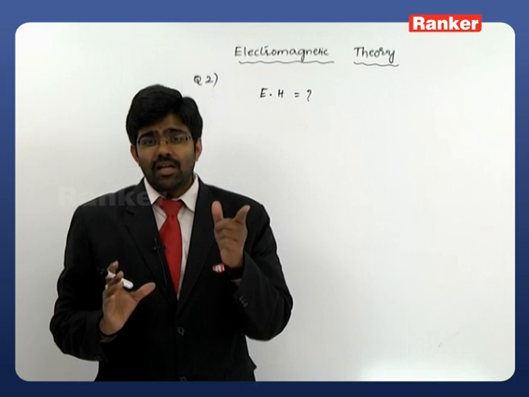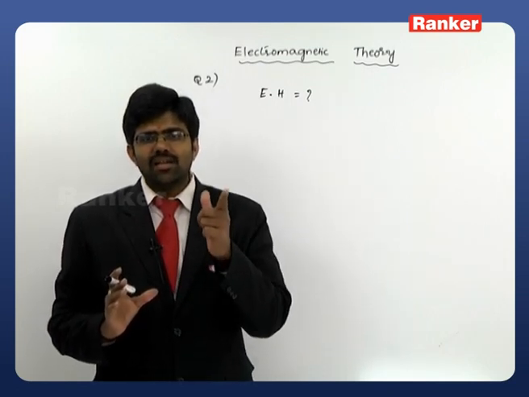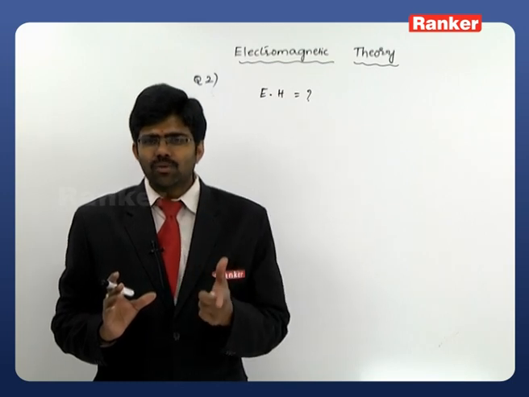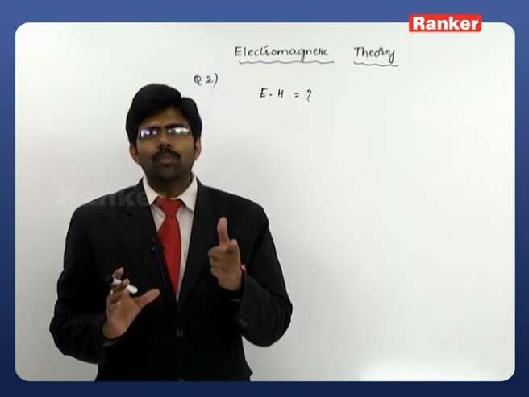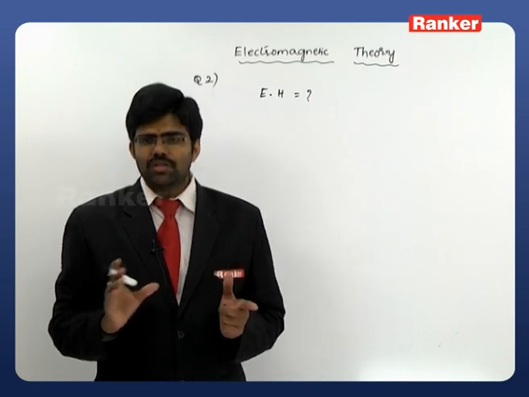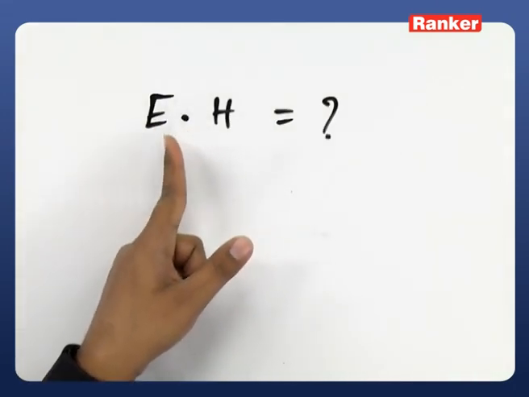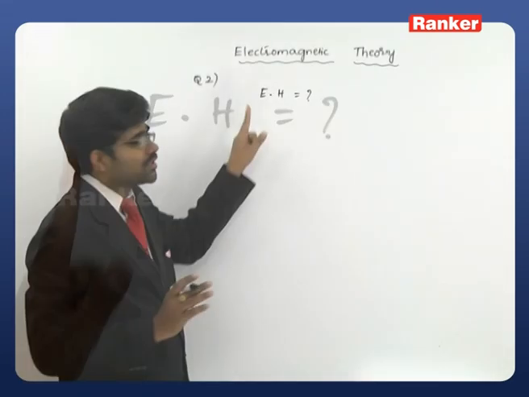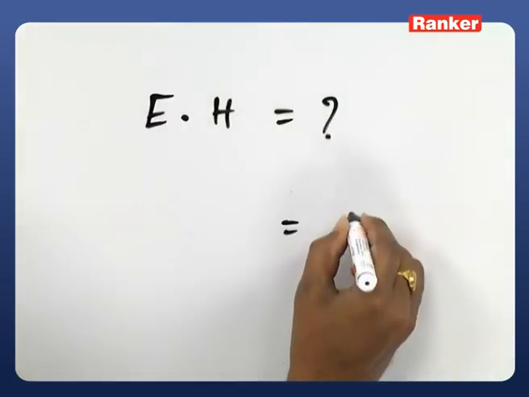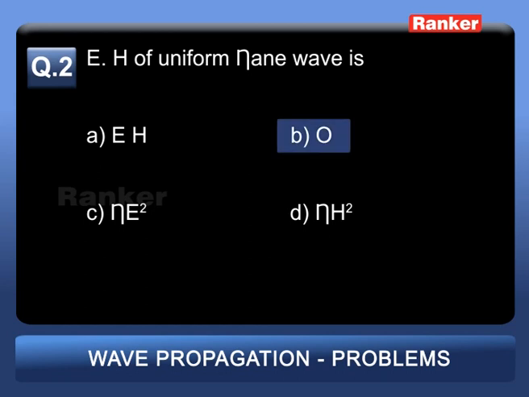And the relation between them with respect to angle is that the electric field and magnetic field are perpendicular to each other. Since they are perpendicular, the dot product between two perpendicular vectors is always equal to 0. So the asked quantity E dot H, the dot product between two perpendicular quantities, must equal 0 for a uniform plane wave. So option B is the correct answer. This is a simple solution for this question.